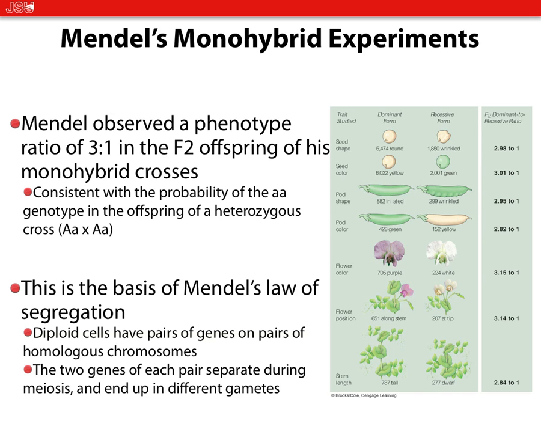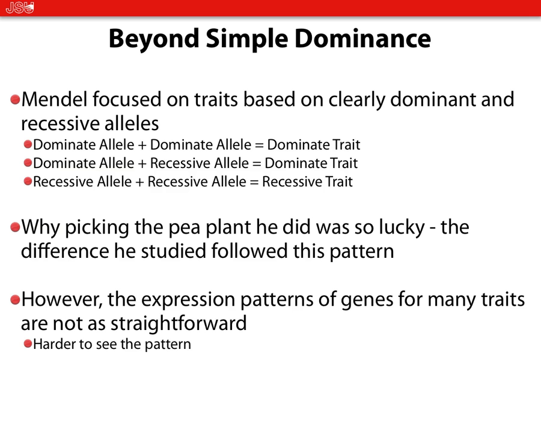Now, Mendel used this in his monohybrid experiments. Mendel saw this 3-to-1 ratio over and over and over. And the only way he could explain it was through mitosis and meiosis.